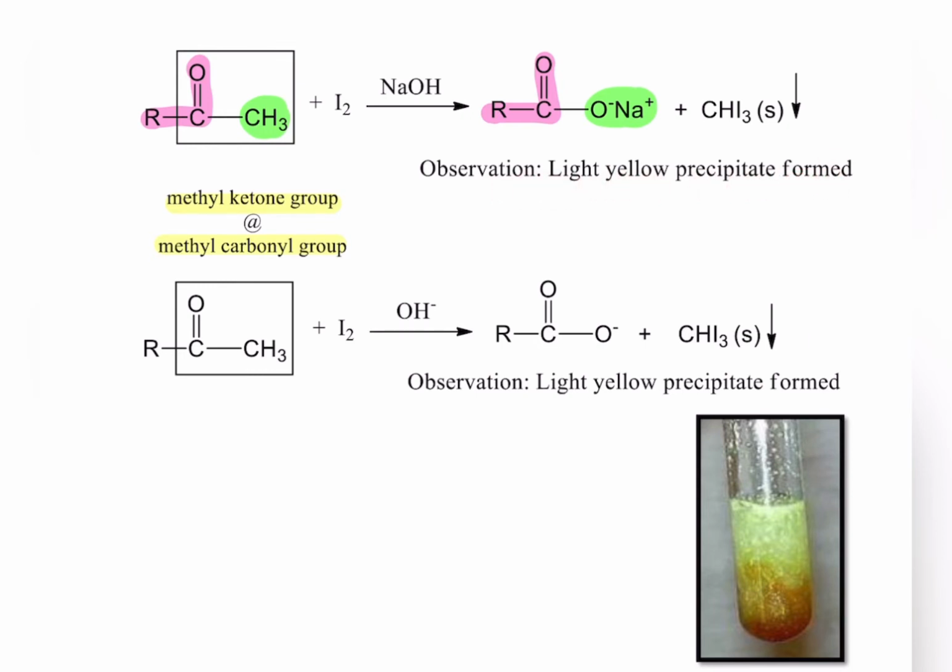Same goes if you use OH minus, so you don't have to put Na plus here because there is no Na from your reagent. But the observation will show you the same one as before, a light yellow precipitate. So how does it look? I have a picture here for you to understand. This is how the observation for the iodoform test looks in this reaction.